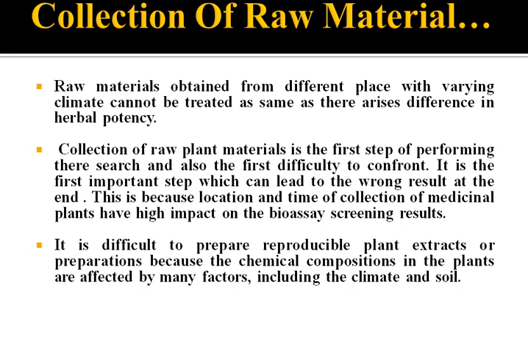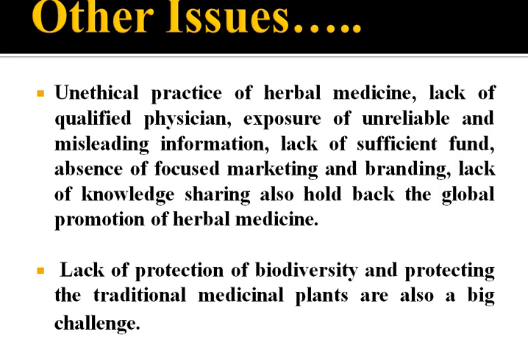The chemical composition in the plant is affected by many different factors. Soil is one of the factors, and there are climate changes: some places are very hot, some places are very cold, so it becomes quite difficult to prepare a reproducible plant extract. If it is very hot, very cold or rainy, it affects the part of the plant in various ways.